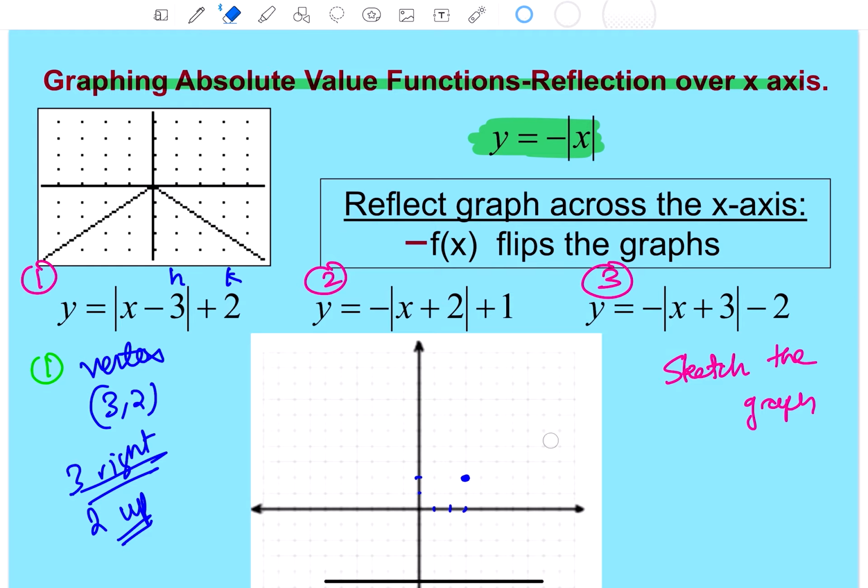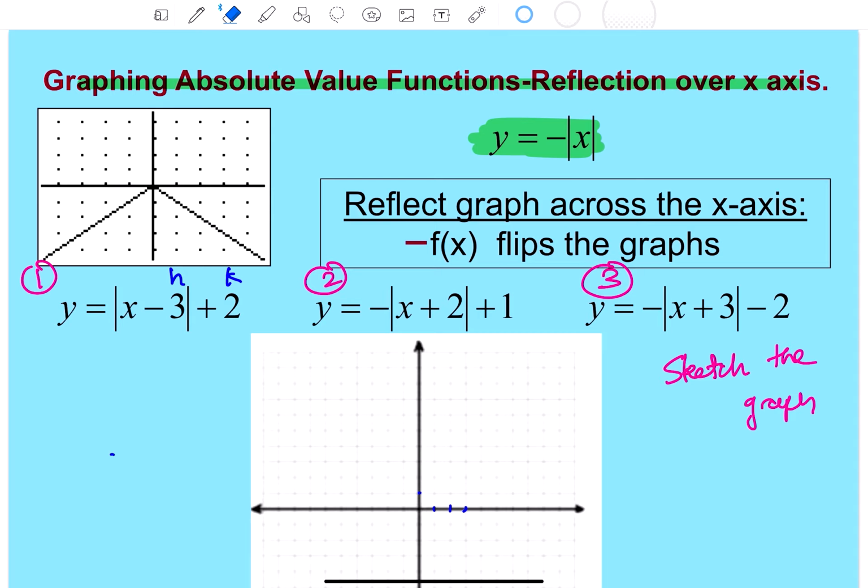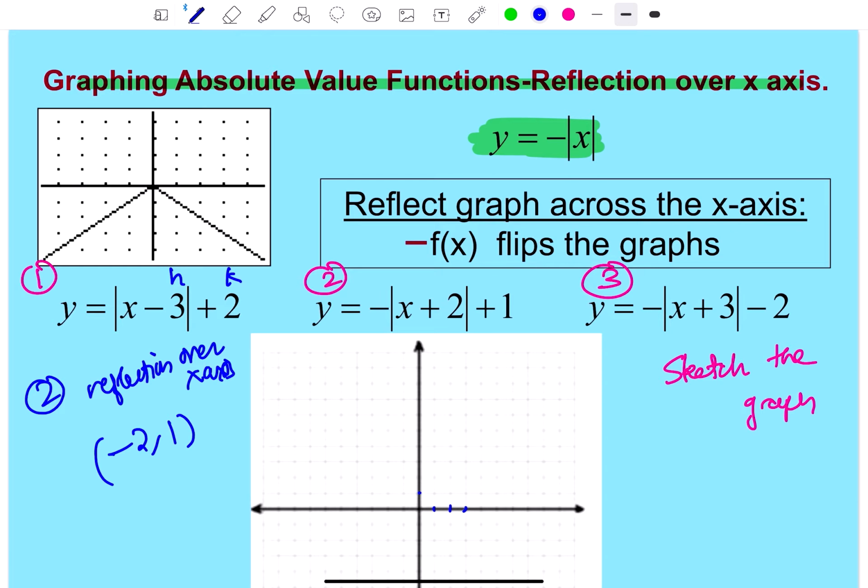The next graph, number 2, let's talk about that now. For graph number 2, we have a reflection over the x-axis, and the new origin would be negative 2, 1. So this graph is shifted 2 units to the left, 1 up, and it is reflected over the x-axis. So something like this will be the shape of my graph.